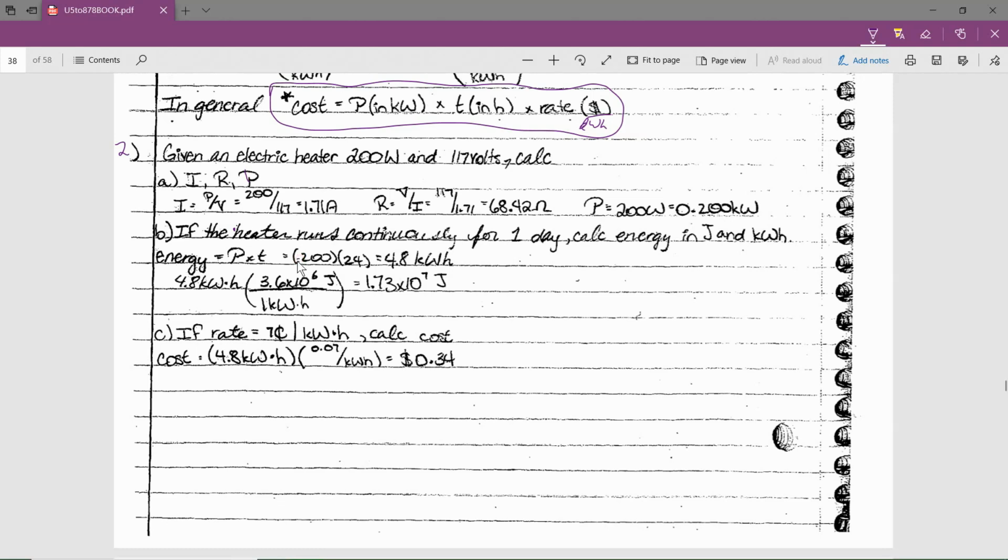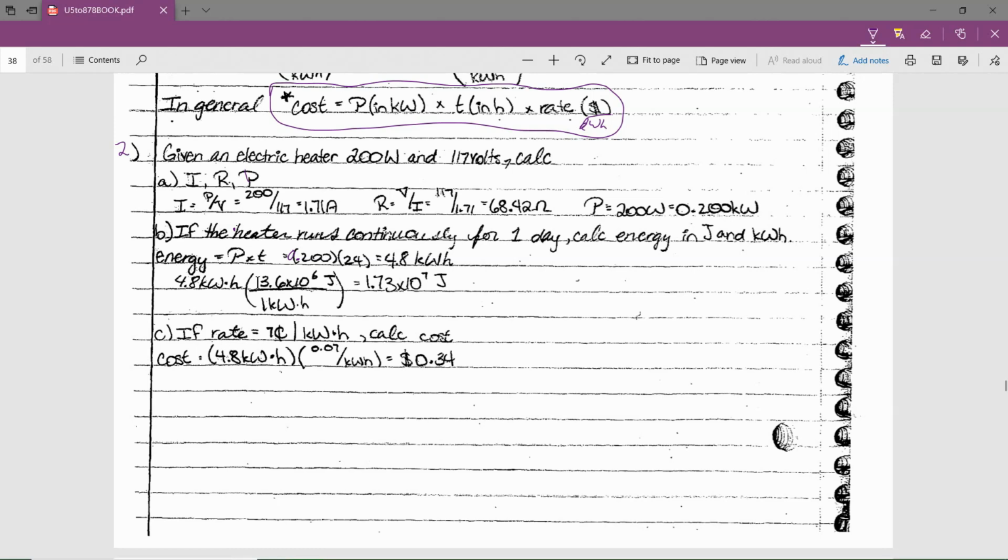24 hours. This should be 0.2 kilowatts times 24, 2 times 24, 48, 4.8 kilowatt hours. So 0.2 should be my power. So 4.8 kilowatt hours, and I can multiply by 3.6 times 10 to the 6 joules per kilowatt hour to get 1.73 times 10 to the 7 joules.